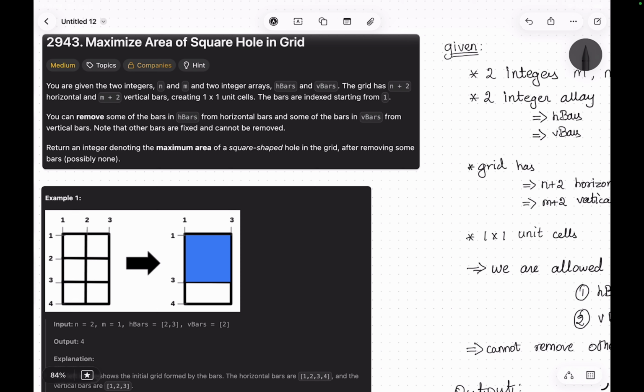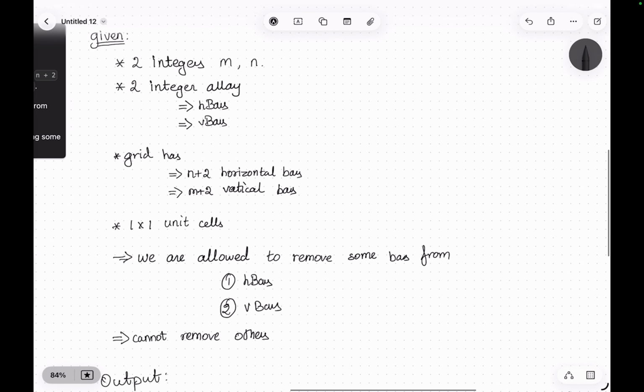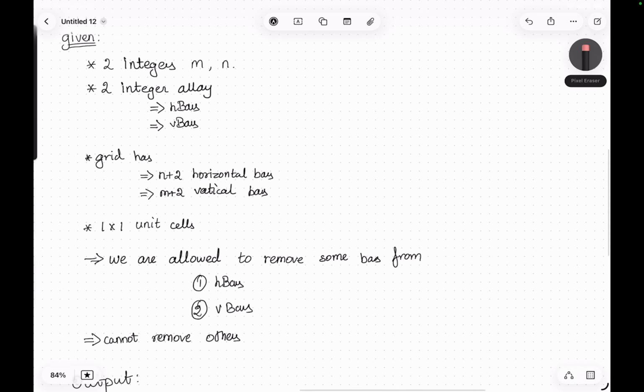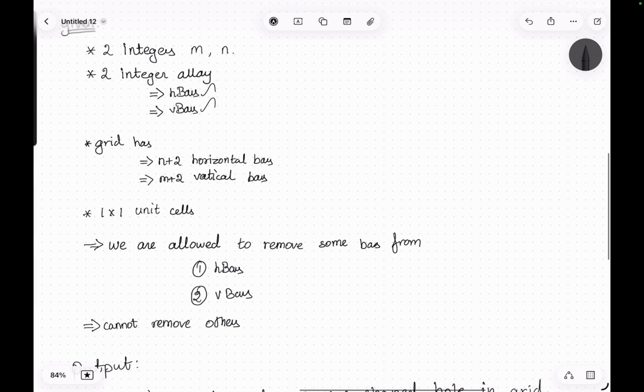Hello all, today we are solving LeetCode problem number 2943, maximize area of square hole in the grid. So we are given two integers m and n, right? And we are given two integer arrays as well, which are hBars and vBars. And the grid has n plus 2 horizontal bars and m plus 2 vertical bars.